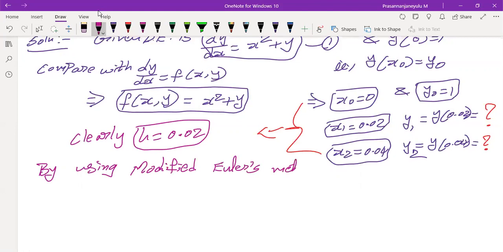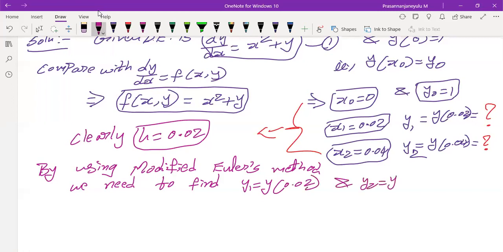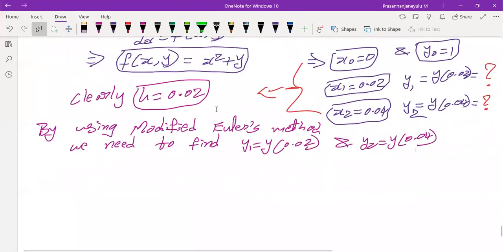Euler's method. We need to find y of 0, y1 is equal to y of 0.02, and y2 equal to y of 0.04. Okay, so we are going to take step one. What is step one?